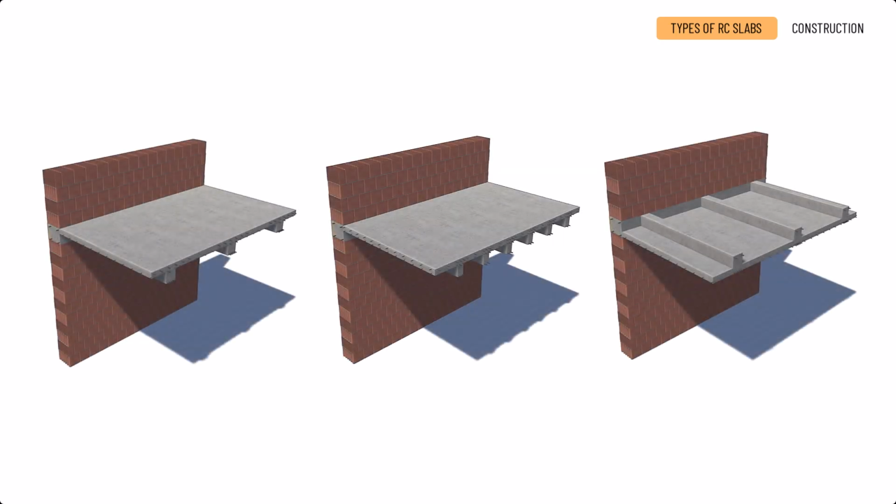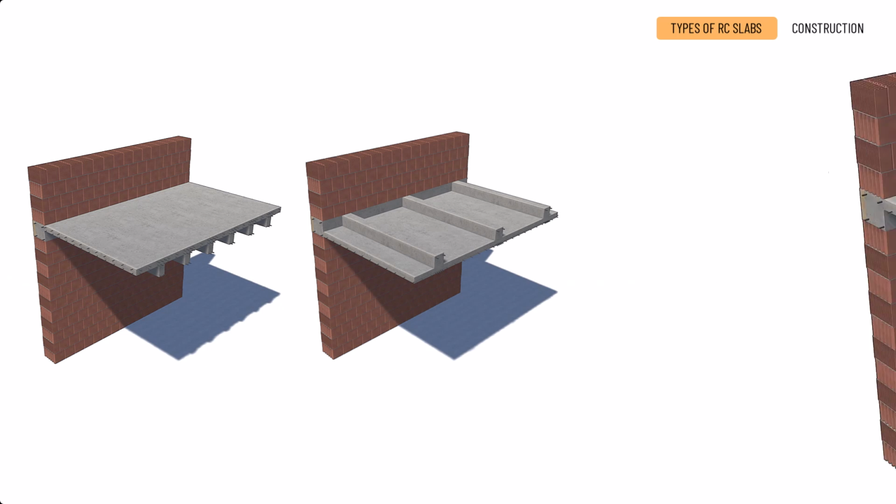Ribbed reinforced concrete slabs. In the case of ribbed reinforced concrete slabs, the flat slabs are reinforced with beams to carry the loads, while the plates act as load distributors. This is reflected in the slab thickness. The minimum thickness of ribbed reinforced concrete slabs is only 6 to 8 centimeters.